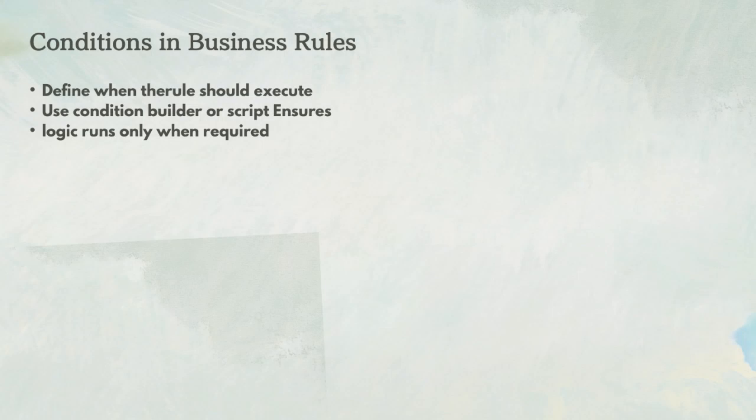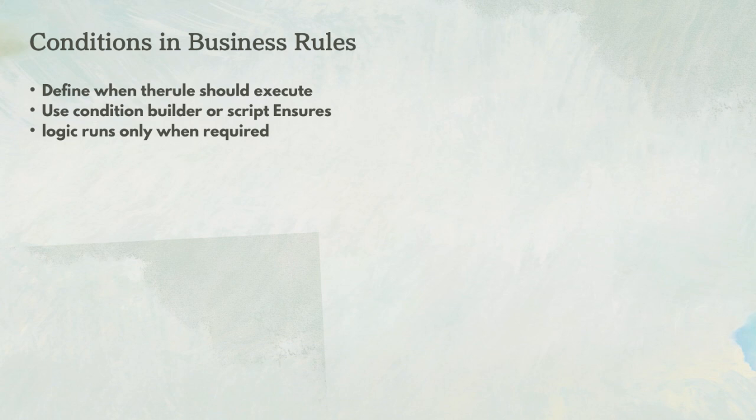One of the most effective ways is to use the condition builder or scripting. This ensures that our logic executes only when it's truly needed, which helps keep our system efficient and our processes accurate. By defining precisely when a rule should execute, we avoid unnecessary runs and potential errors. Conditions in business rules allow us to specify specific criteria, like certain field values or statuses, that must be met for the rule to trigger.